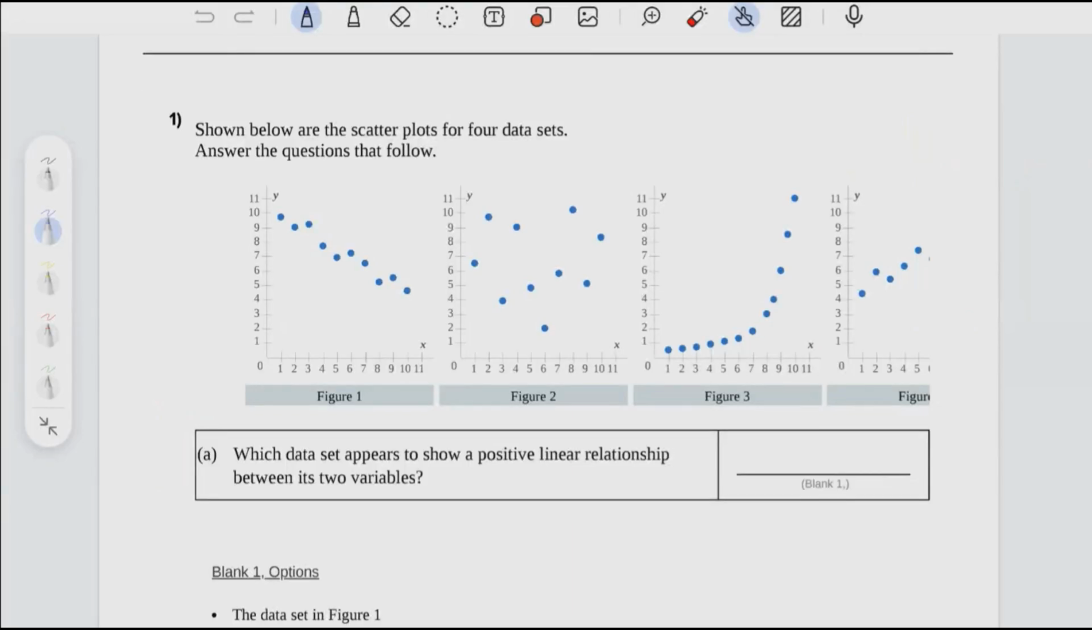The scatter plot shows the relationship between two variables. We use points to represent data on the coordinate plane. Let's start with the first example.